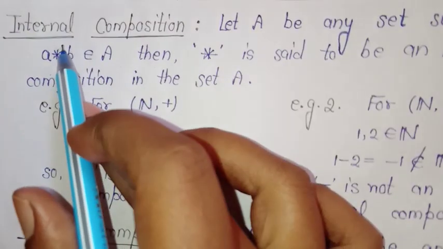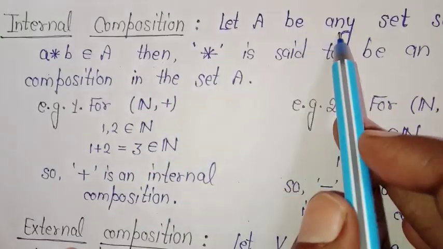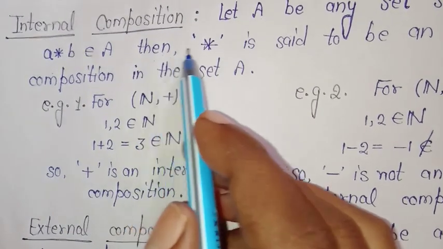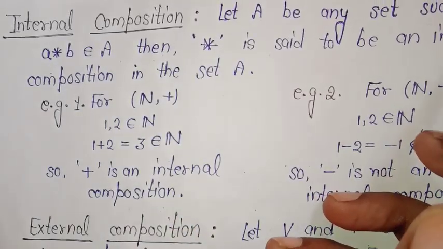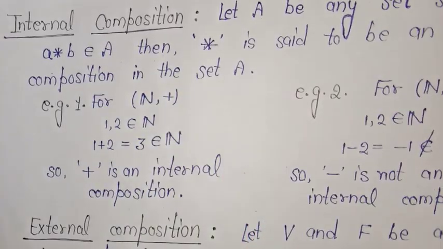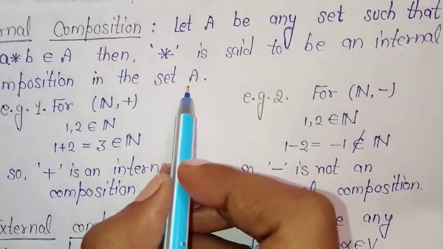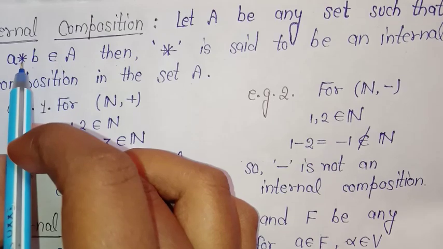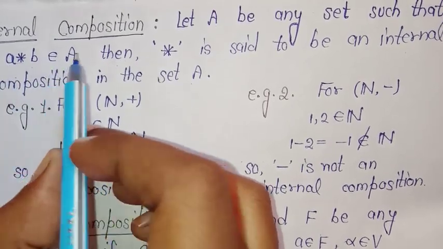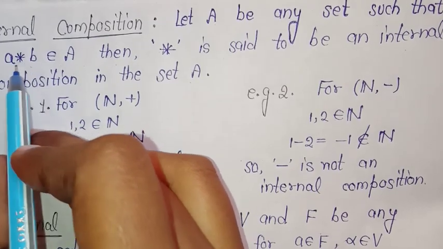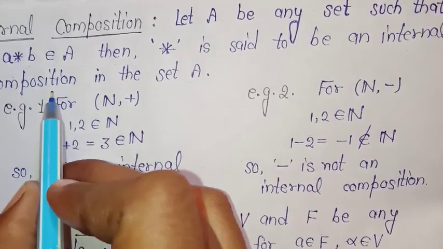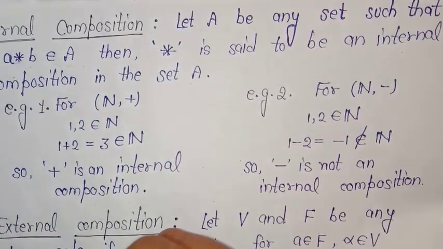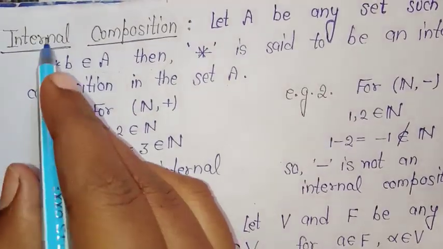So our first definition is internal composition. Let A be any set such that a star b belongs to A, then star is said to be an internal composition in the set A. That is, we have to take two elements of the set A and apply the binary operation star over the elements of A, such that the resultant element after taking the star of a and b belongs to A. If this type of condition is holding, then we call this composition an internal composition.